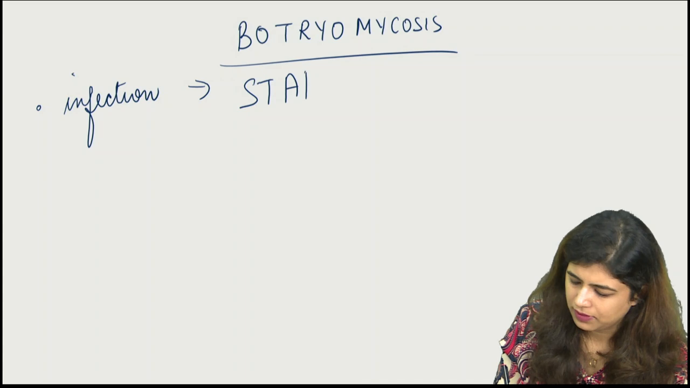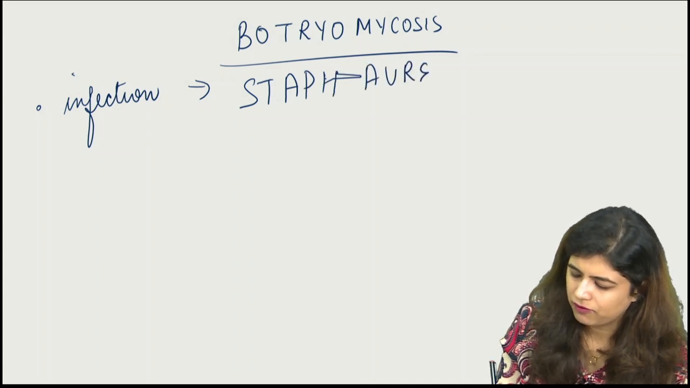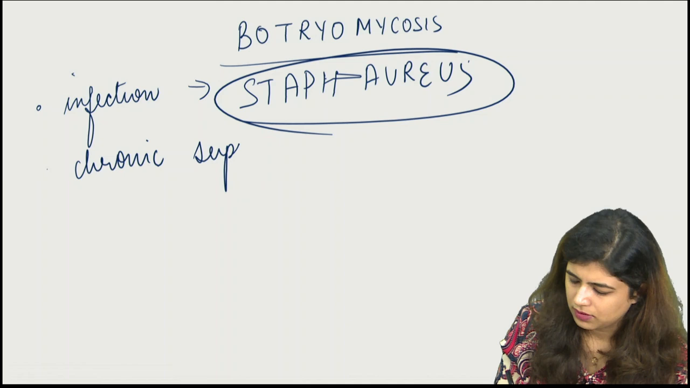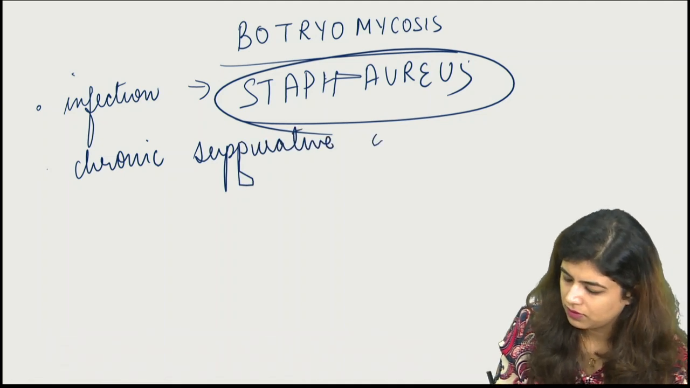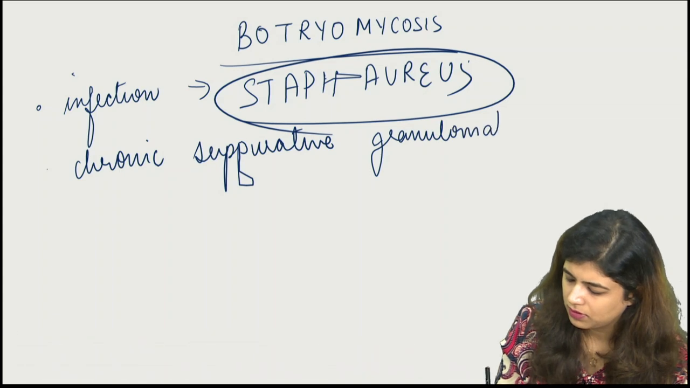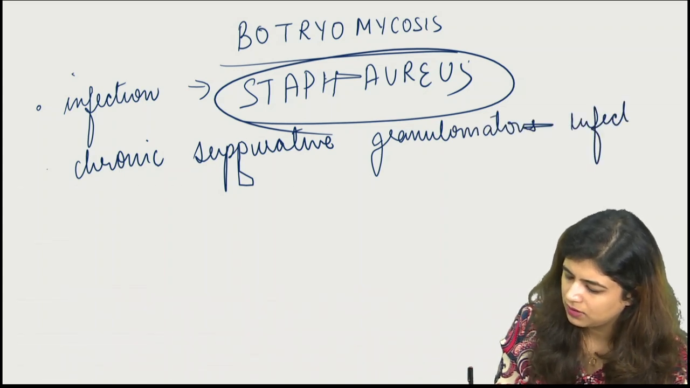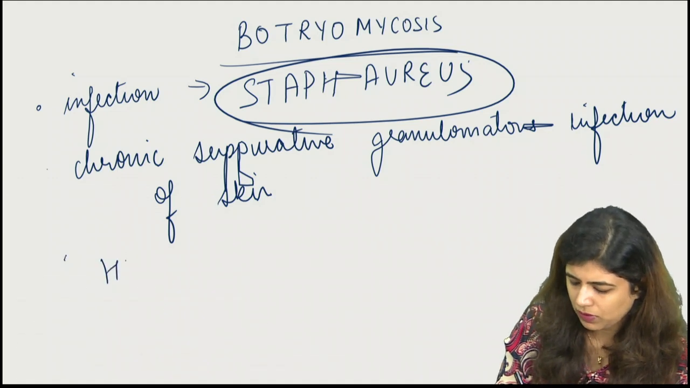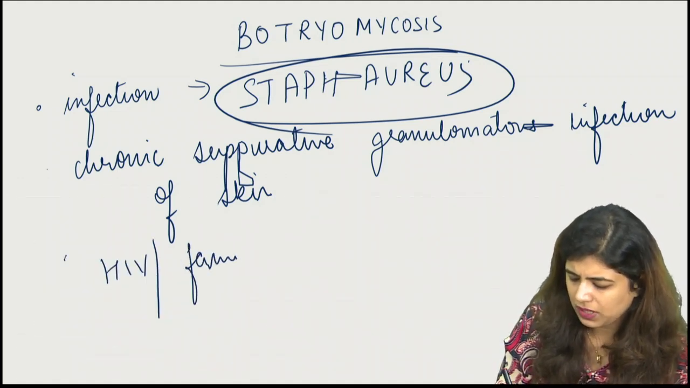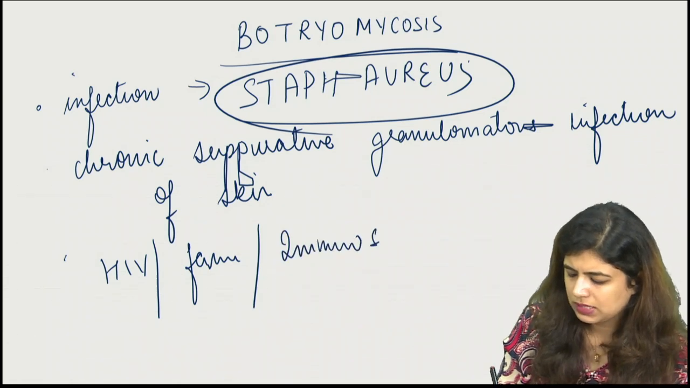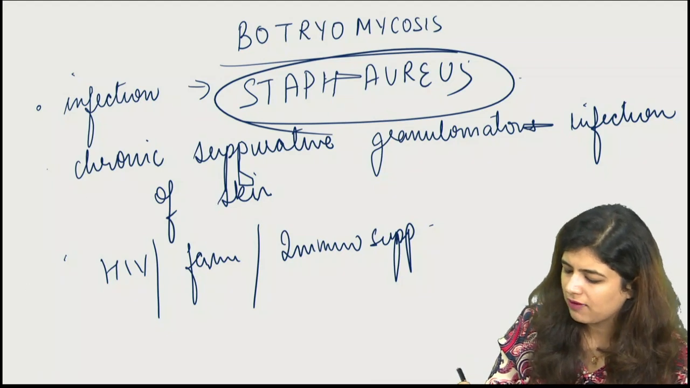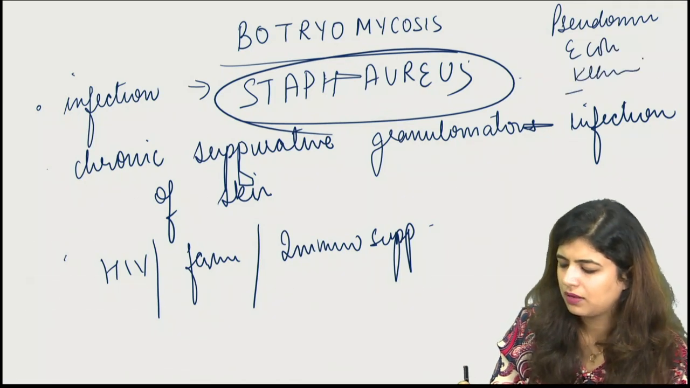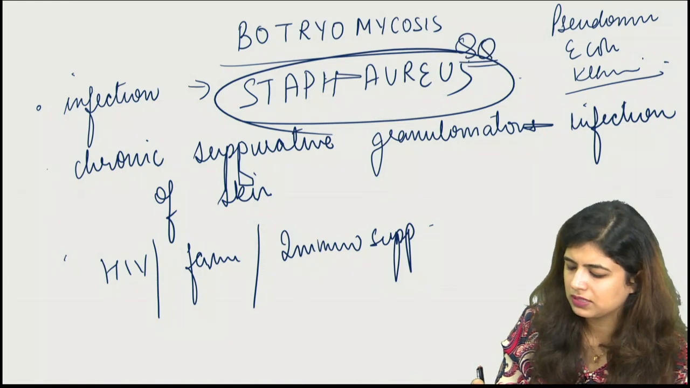caused by staph aureus. It's a chronic suppurative granulomatous infection of the skin, generally caused by staph aureus, seen in people who are either HIV positive or farmers who have repeated trauma or immunosuppressed individuals. Apart from staph aureus, certain other bacteria like Pseudomonas, E. coli or Klebsiella may also cause it, but the most important organism remains this.